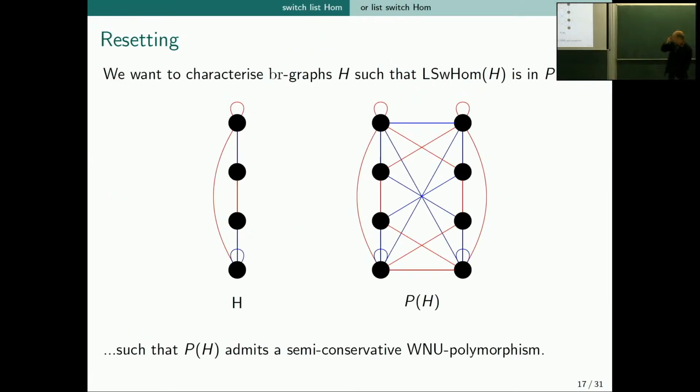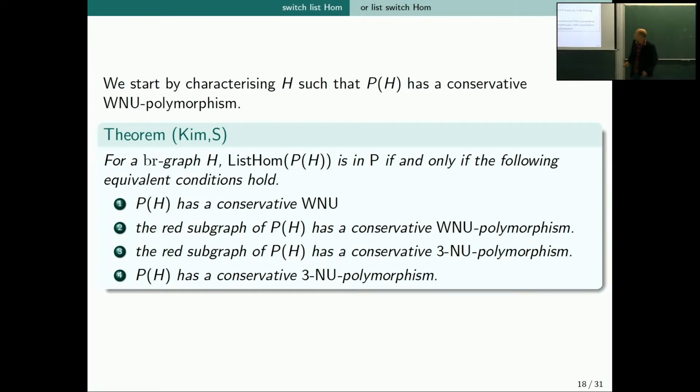So let's move on. What were we talking about? We want to decide for which graphs PH has a conservative WNU polymorphism. And so the first step was, well, we said, which ones have a conservative WNU polymorphism? Forget this semi-conservative, which ones have conservative? Right, so we're actually doing the list homomorphism problem on the switch graph.